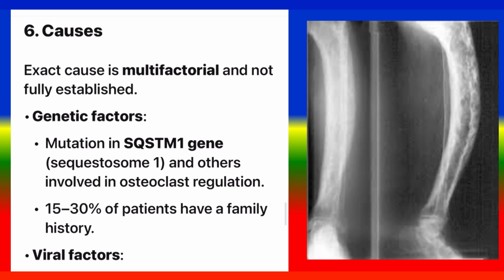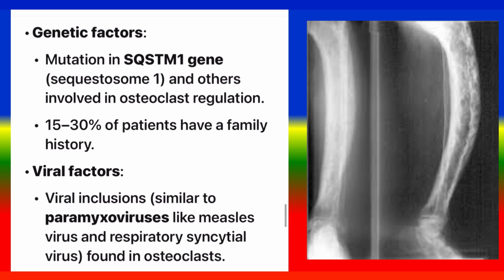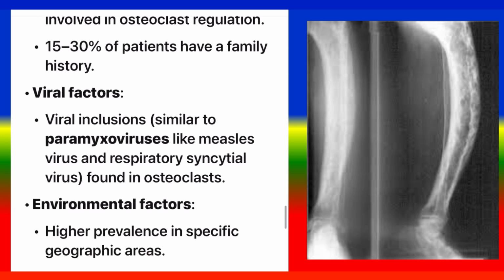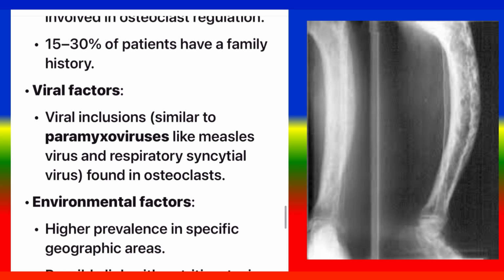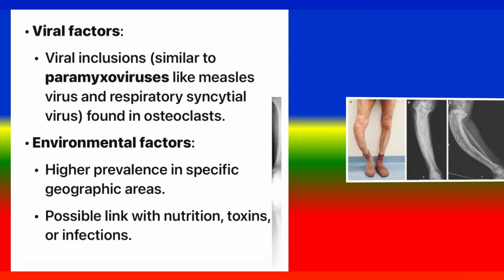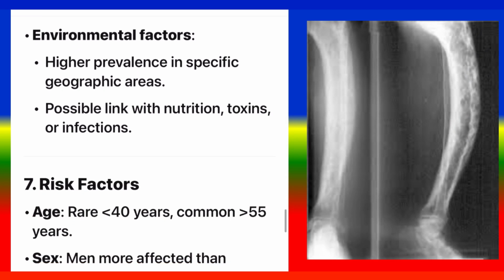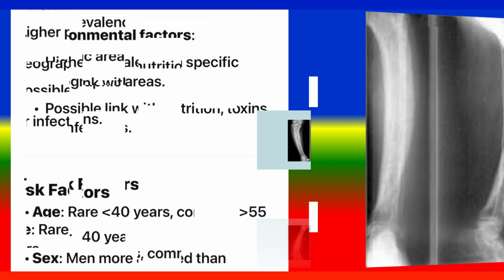6. Causes. The exact cause is multifactorial and not fully established. Genetic factors: mutation in SQSTM1 gene, sequestosome 1, and others involved in osteoclast regulation. 15 to 30% of patients have a family history. Viral factors: viral inclusions, similar to paramyxoviruses like measles virus and respiratory syncytial virus, found in osteoclasts. Environmental factors: higher prevalence in specific geographic areas. Possible link with nutrition, toxins, or infections.